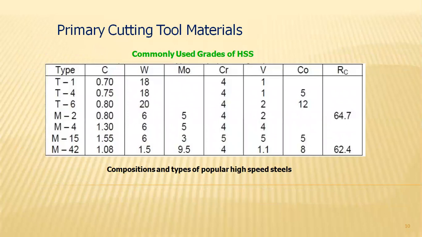Nominally, the primary cutting tool materials are used in different grades. The commonly used grades of HSS, with the combination percentages utilized for different machining processes, are listed in the tabular column. For type 1, the carbon percentage is 0.7, chromium 4, tungsten 18 percent, vanadium 1 percent, and based on the series, the percentages will vary.